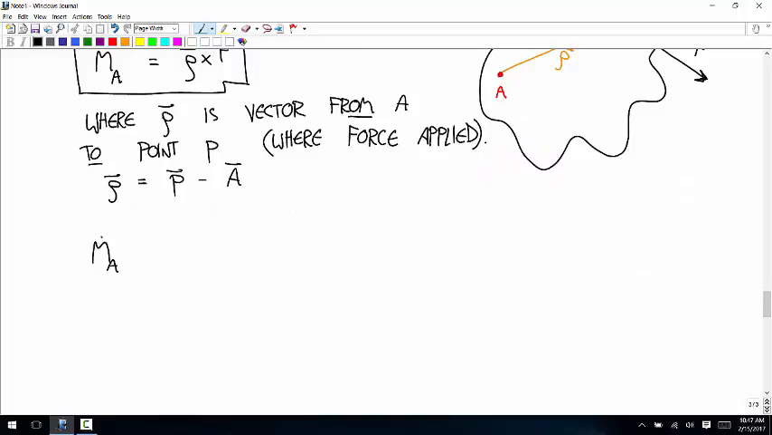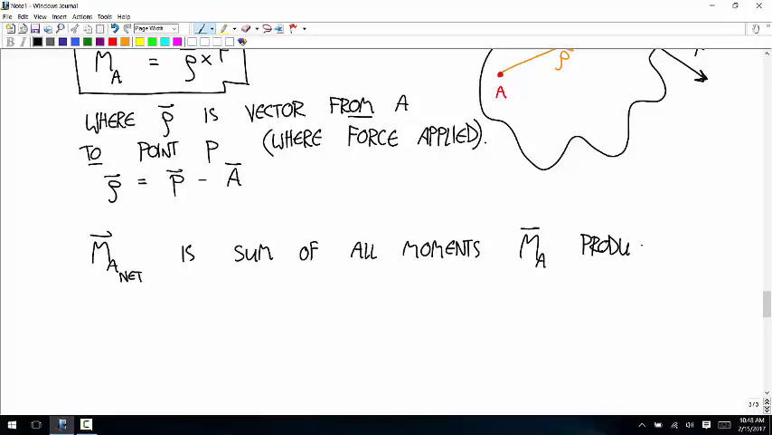So this MA net that we need for the rotational moment of inertia equation is the sum of all moments MA produced by the individual forces.